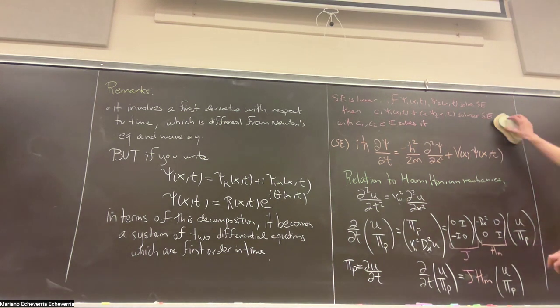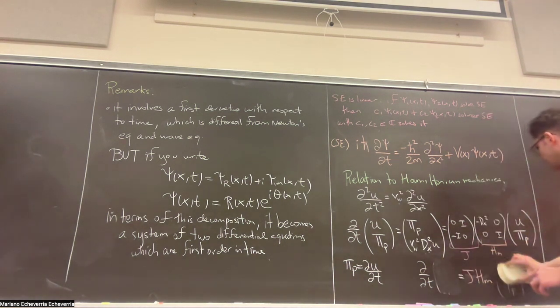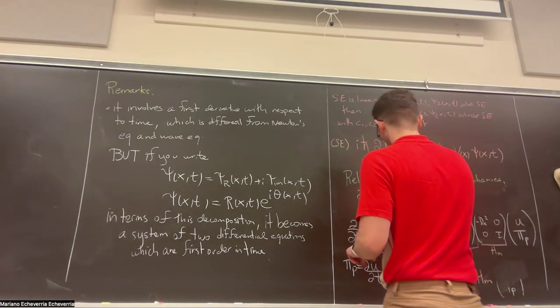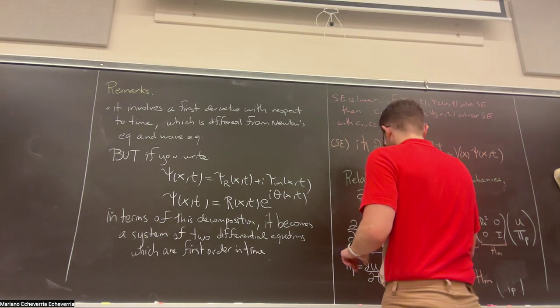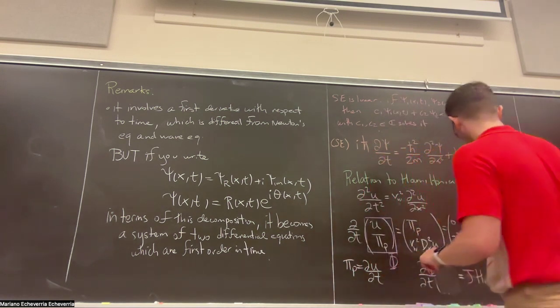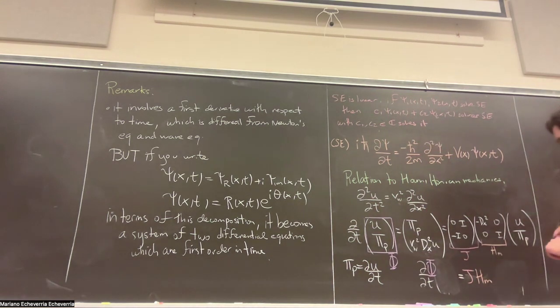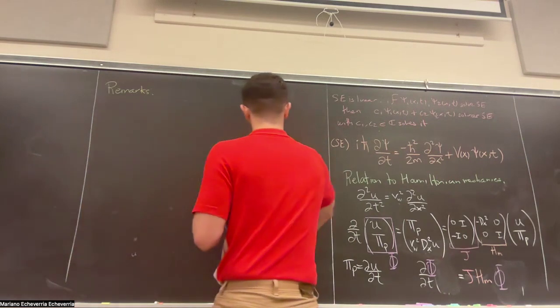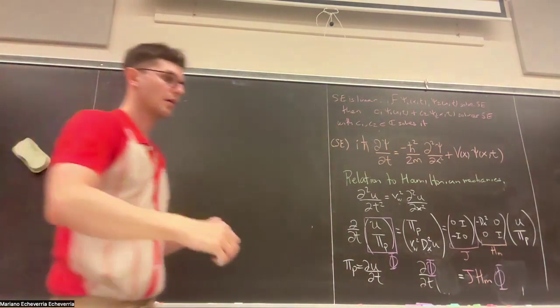And to make this look even nicer, you could call this whole vector, let's try not to use a bias name, I'll call it phi. Then you're saying that the derivative with respect to time of phi is J times the Hamiltonian matrix times phi. Okay, so what I'm going to do is rewrite the Schrodinger equation in a way that formally looks the same as this. So how will I do that? Let me do this for you.